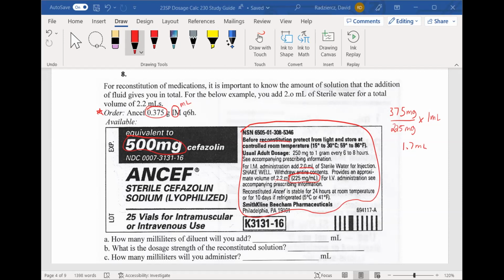But the rule is, if it's a number greater than 1, like here, 1.7 or 1.6666666 milliliters, round to the nearest 10th, 1.7 milliliters. So they're not going to tell you individual directions, but if they do, then you just follow those directions. But I don't think that they're going to ask that.